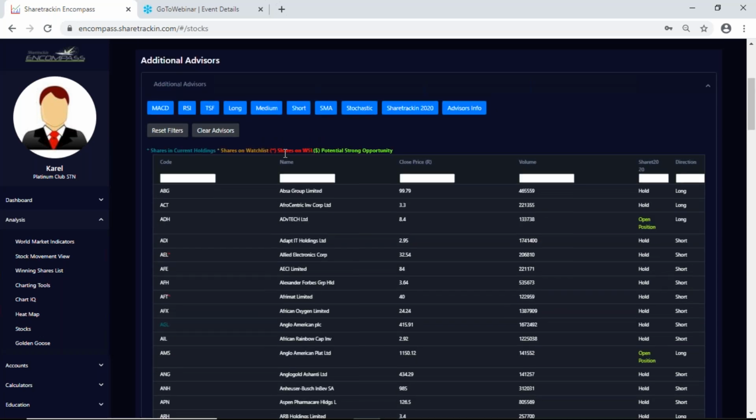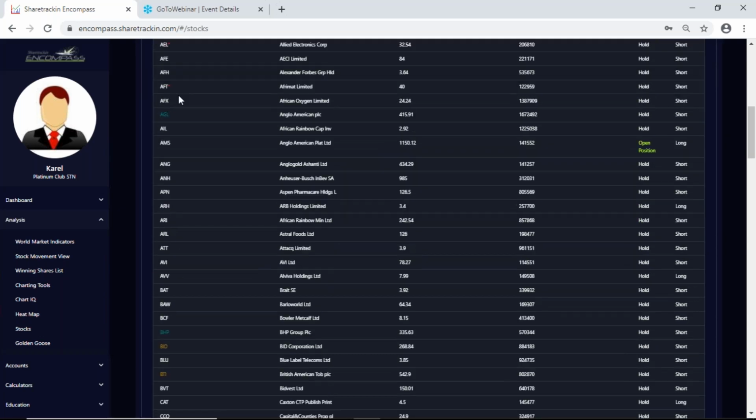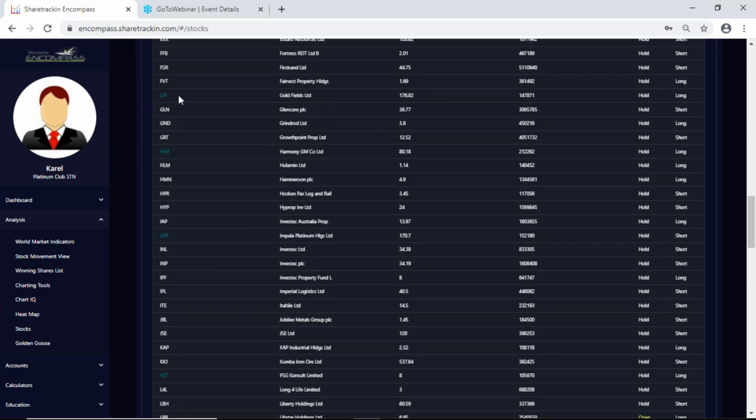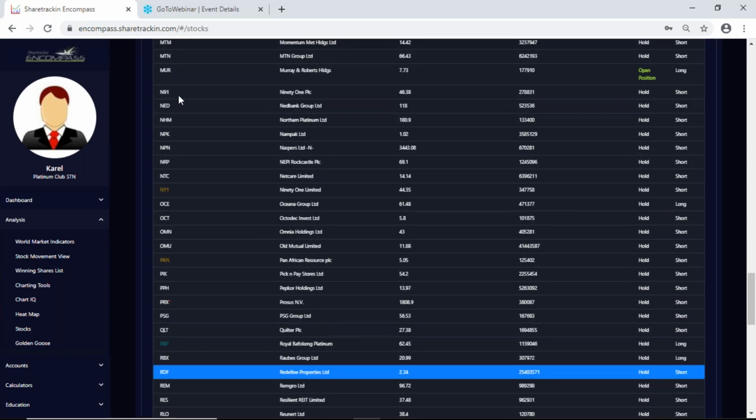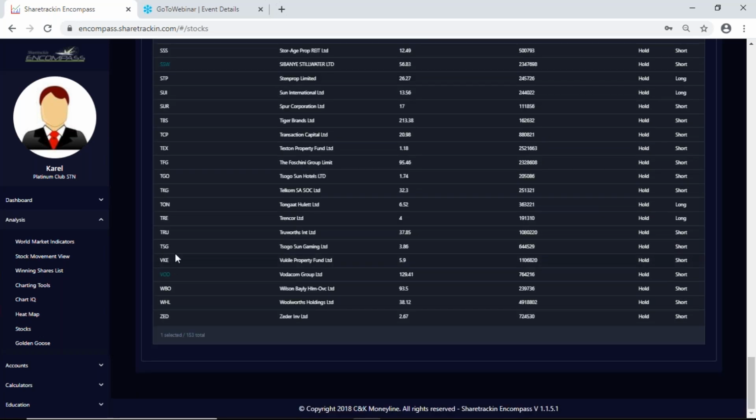And if a share is on the winning shares list, that list of plus minus 100 long-term good shares of the guru, that will be indicated by a red asterisk next to the share, like with AEL. Then there's a dollar sign, so potential strong opportunity. In other words, if that share does show a good buy indication, it will indicate that with a dollar sign next to the share.